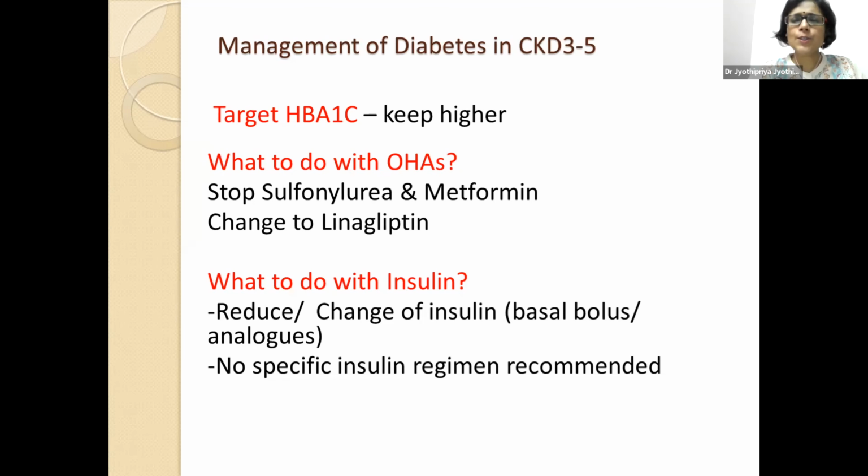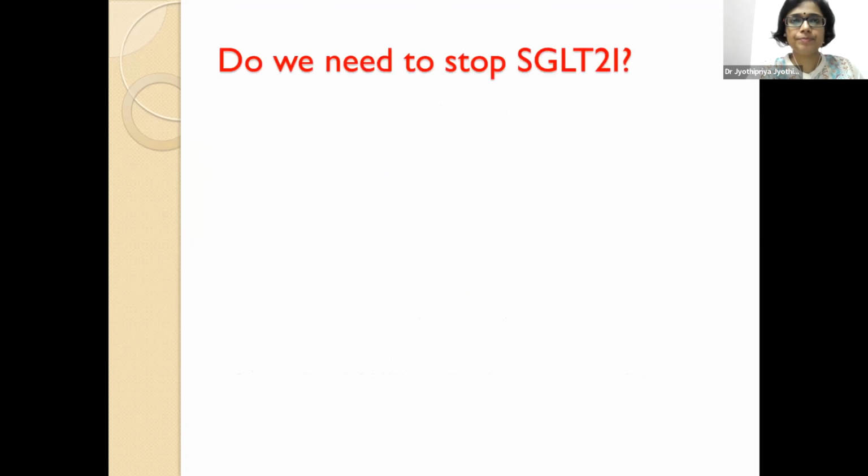And regarding insulin, as we know, the half-life of insulin is increased in renal failure. So there is a high chance of hypoglycemic events with high doses of insulin, especially the long-acting one. So we can change to either analogs or basal bolus. Though no specific insulin regimen has been recommended, in practical sense we have seen decreased hypoglycemia with analogs as well as the short-acting ones.